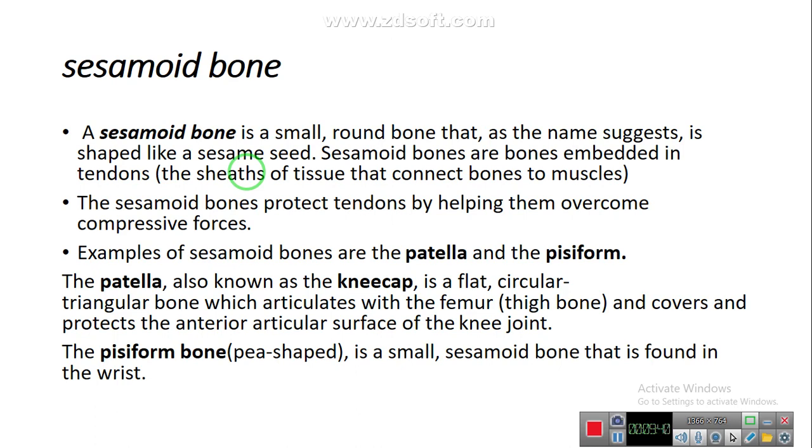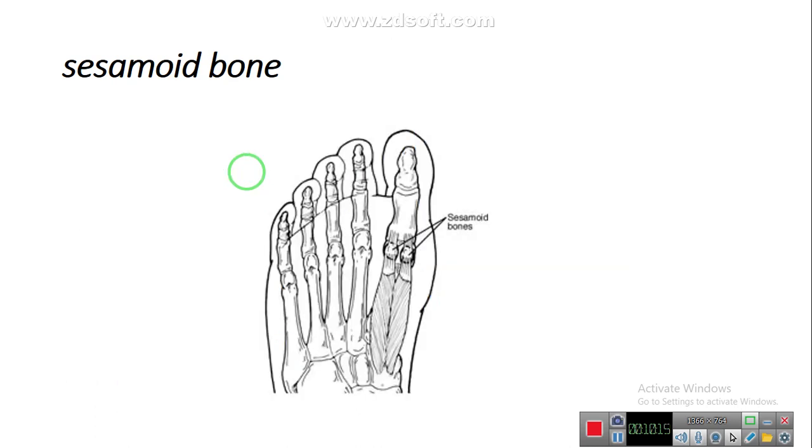Examples include the patella, which is found in the knee joint, and the pisiform. The patella is also known as the kneecap, and it is a flat, circular, triangular bone that articulates with the femur or the thigh bone, and it covers and protects the anterior surface of the knee joint. And the pisiform bone is a small, P-shaped bone, a type of sesamoid bone that is found in the wrist. Here you can see the diagrammatic presentation of the sesamoid bone.